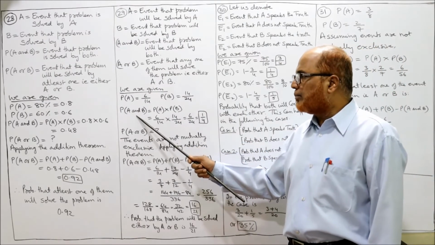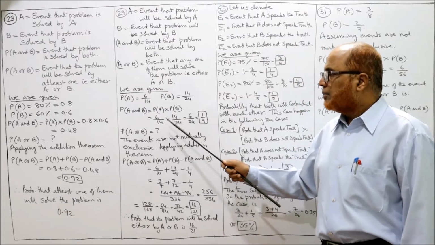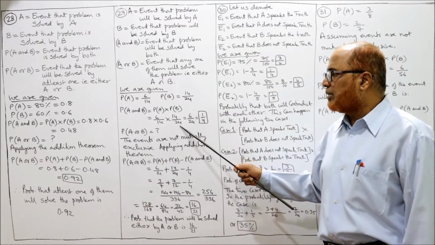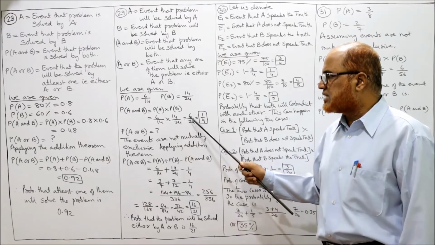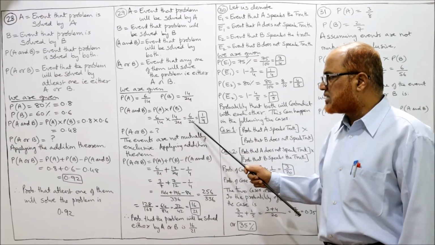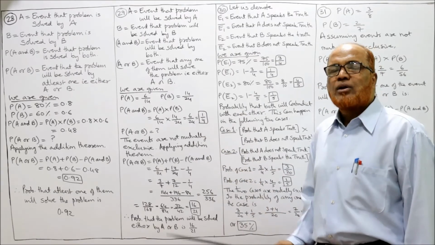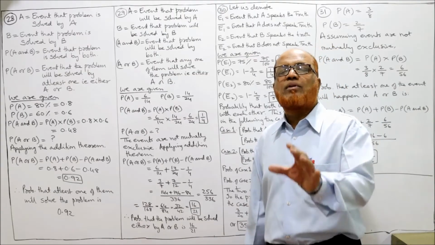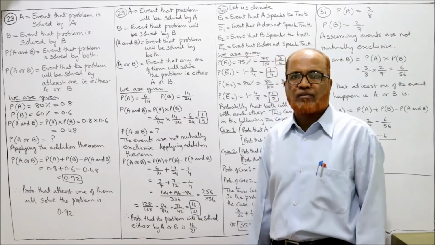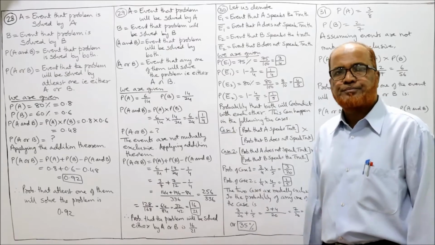P of A and B, the probability that both of them will solve the problem, is P of A into P of B. P of A is 6/14 into 14/24. 14 will get cancelled, 6/24. 6 1s are 6, 6 4s are 24, 1/4. So 1/4 is the probability that the problem will be solved by both. The chances of both solving it are 1/4.